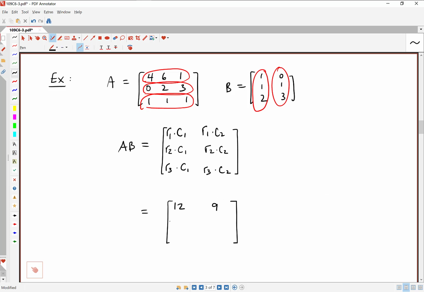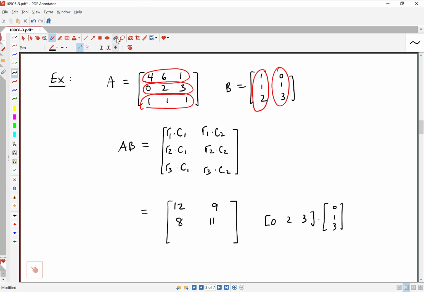So for this position here, that's row 2, column 1. We'd be going 0, 2, 3, dotted with 1, 1, 2. So our products are going to be 0, 2, and 6, which is 8. So for this position here, row 2, column 2, so it's 0, 2, 3, dotted with 0, 1, 3. Our products are 0, 2, and 9. So if we add those up, that's going to be 11.